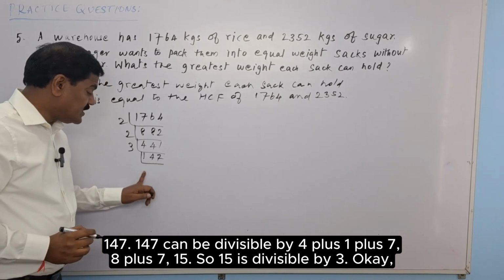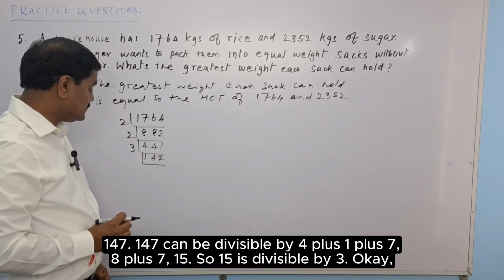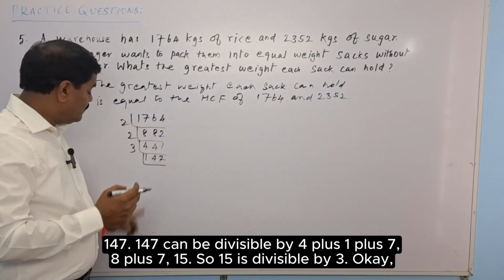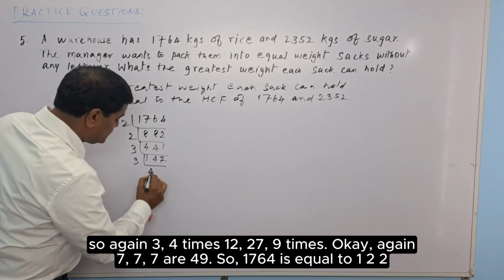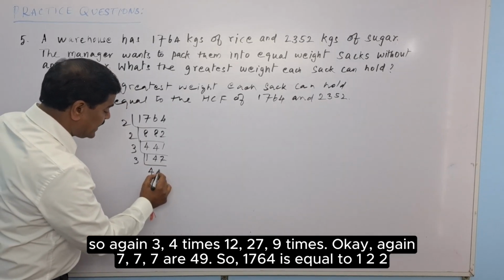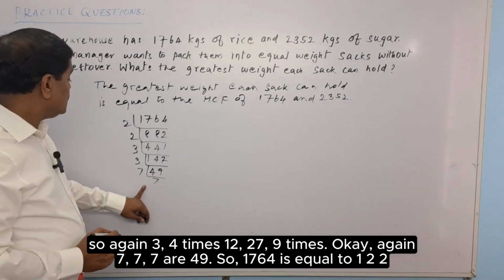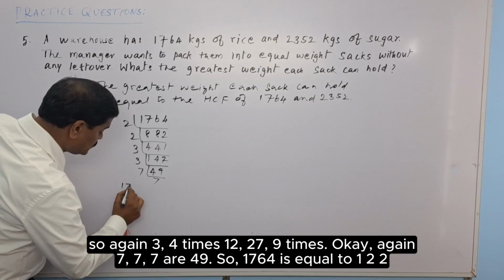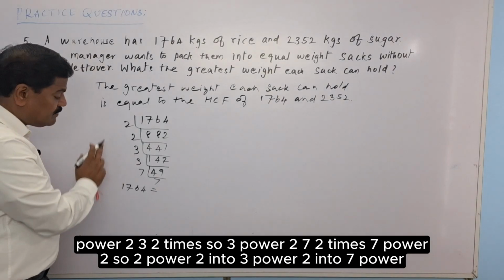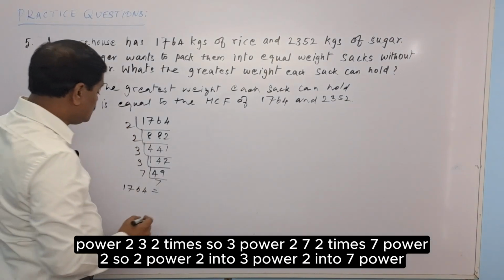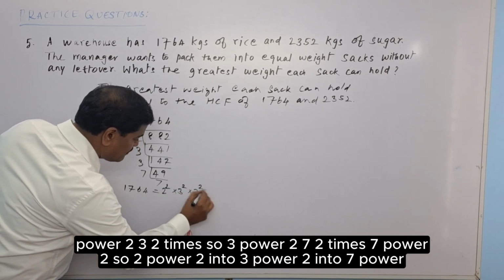147 is divisible by 3, since 1 plus 4 plus 7 is 12... 15 is divisible by 3. So again 3, 3 times 49. Again 7, 7 sevens are 49. So 1764 is equal to 2 power 2, 3 power 2, 7 power 2. So 2 power 2 into 3 power 2 into 7 power 2.